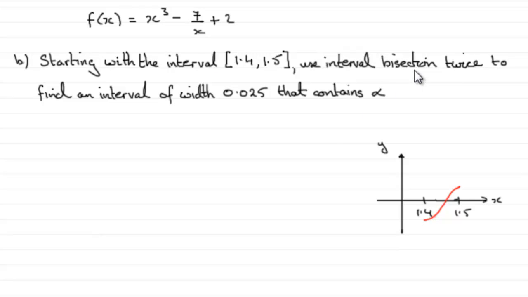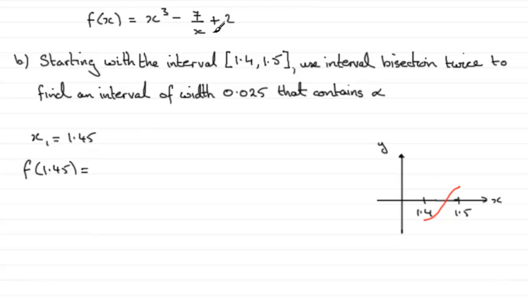So if we're doing the bisection method, first of all we need to cut this interval in half. So for our first approximate value of x, we'll call it x1, we'll say x1 equals half of this interval here, which will be 1.45. And we need to work out what kind of sign we get when we work out f of 1.45. Is it going to be positive or negative?